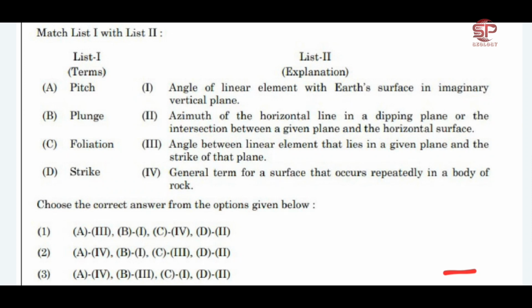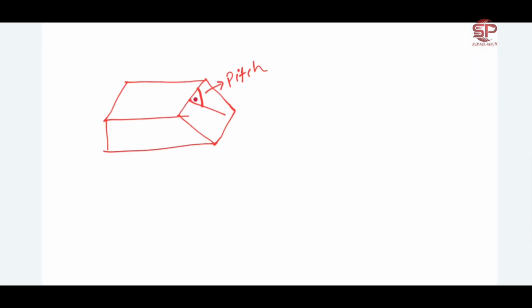So first we'll see what pitch and plunge are. This diagram. Pitch and plunge are defined for a line. So it is any angle between a line and a horizontal line or strike line. This is pitch. The angle between a horizontal line and an inclined line on a plane is called pitch.